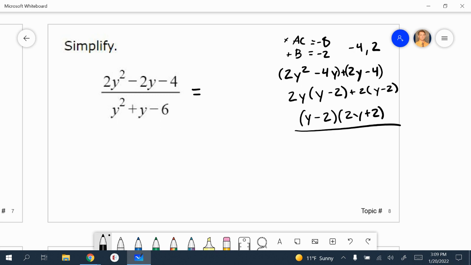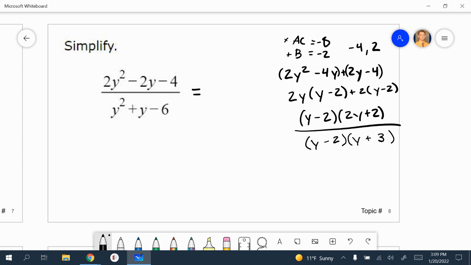So that was the top of my fraction. I'm just going to put my fraction bar here. On the bottom, that's pretty easy to factor because it doesn't have an a value. So I can go y and y. And then two numbers that multiply to give me negative 6, but add to give me a positive 1. That's going to be a negative 2 and a positive 3.